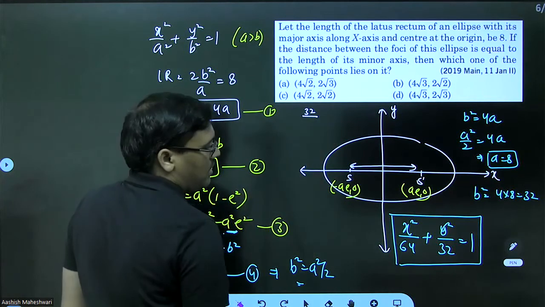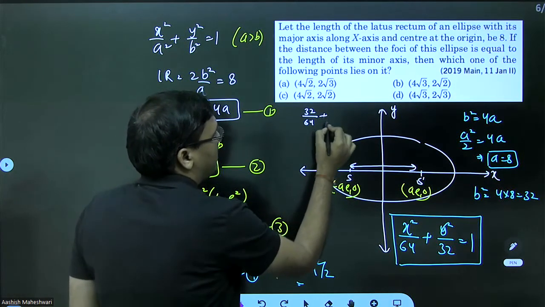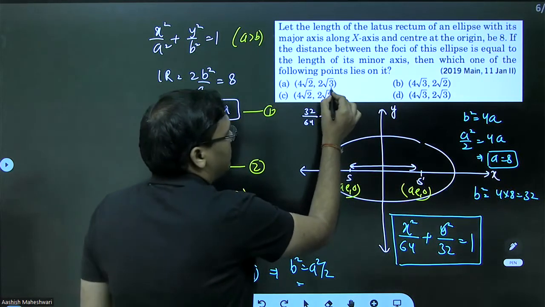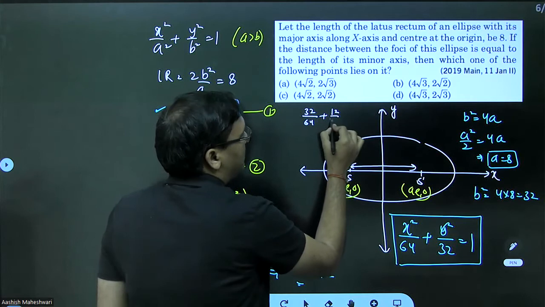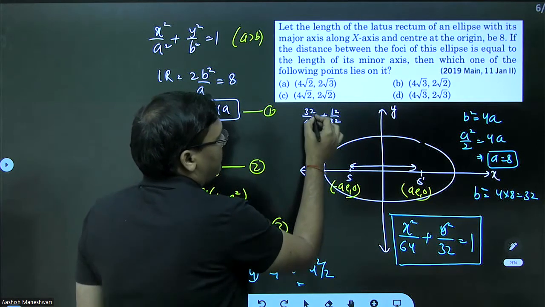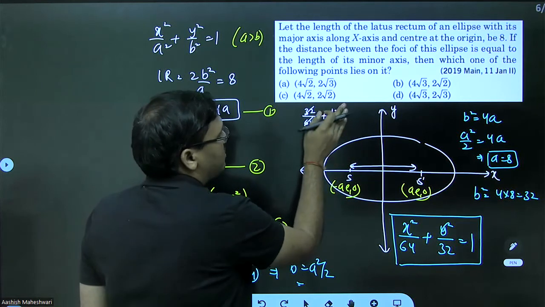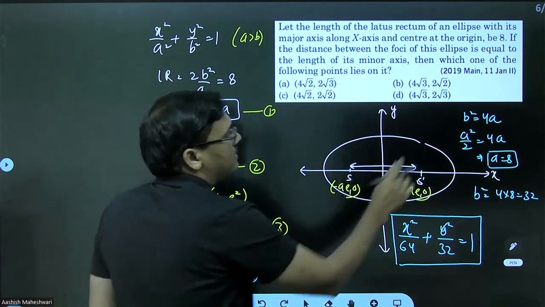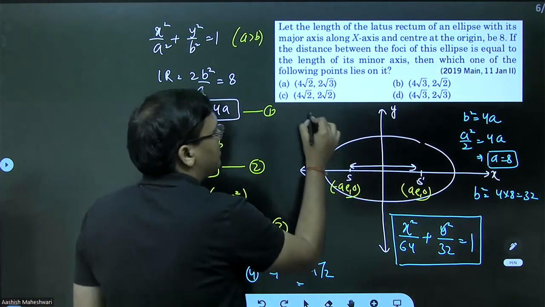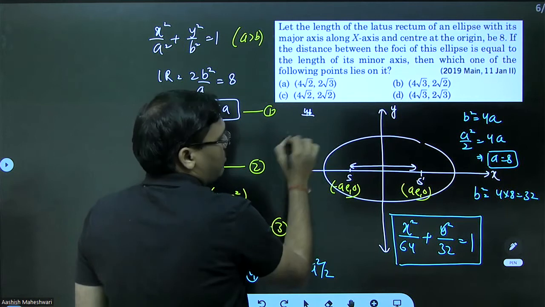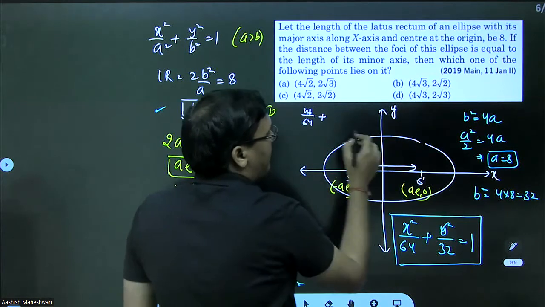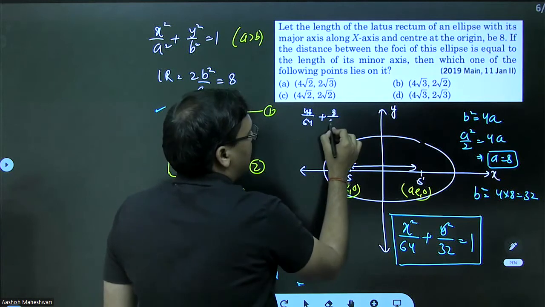16 by 64, plus if I put 2 root 3 here, this is 4 into 3, 12 by 32. Right? So you can see this is 1 by 2. This is not satisfying this, so this is not the answer. You can put it here 4, 16, 16 into 3, 48 by 64, and plus this is 4, 8 by 32.